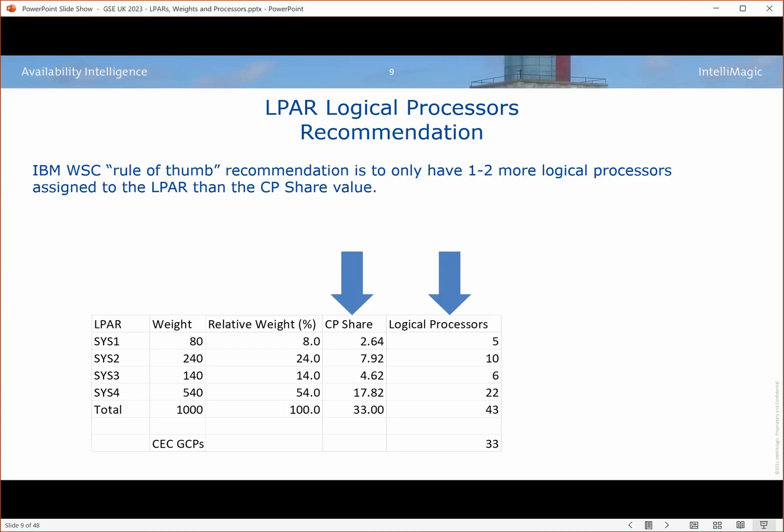So there is a recommendation from the Washington System Center that the number of logical processes you define to your LPAR is 1 or 2 more than the CP share. Okay, so you can see here that the calculated value, column 4, CP share, is less than the logical processor value, column 5, that I've assigned, 5. And it's 1 or 2, it's a little bit more than that.